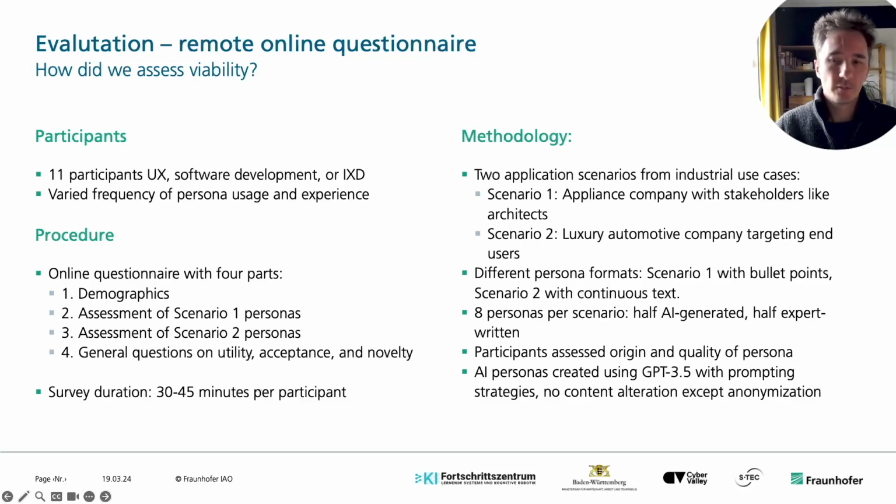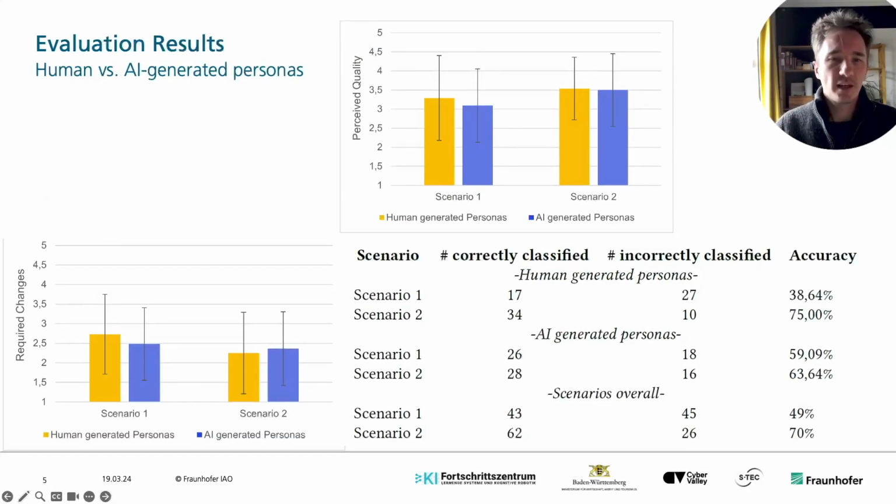For each persona, participants had to decide if it was AI generated or human generated, as well as assess the quality of the persona. In our results, we saw that our participants indeed had difficulties classifying the personas. In scenario 1, the results were slightly below chance level of correctly classifying the persona. In the second scenario, the accuracy was higher. This might have to do with the different text formats used in this scenario.